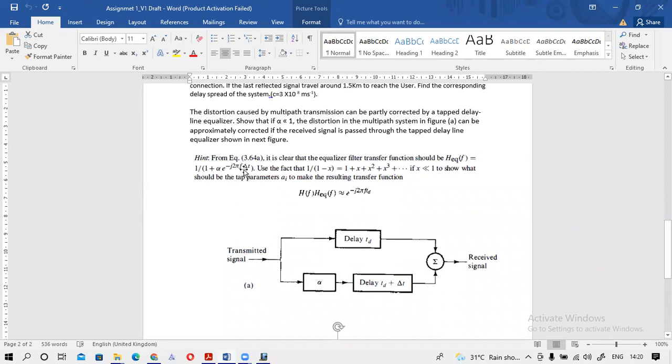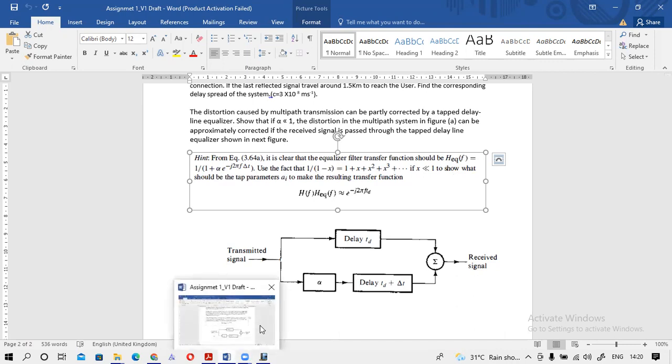Both terms are the same. Instead of 2 pi f, I have used omega. So this is for distortionless transmission. And for this question we are given that k is equal to 1. According to this question, k is equal to 1 actually, because this is already given.